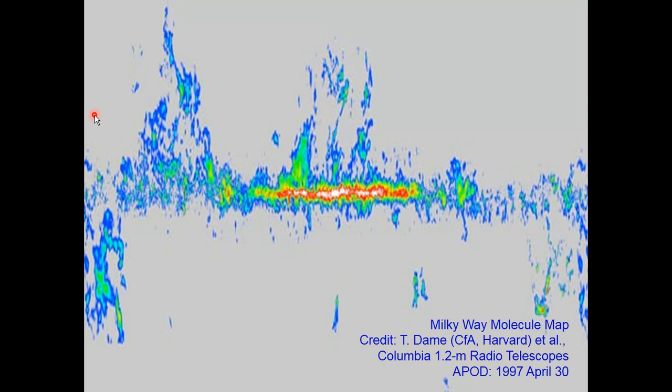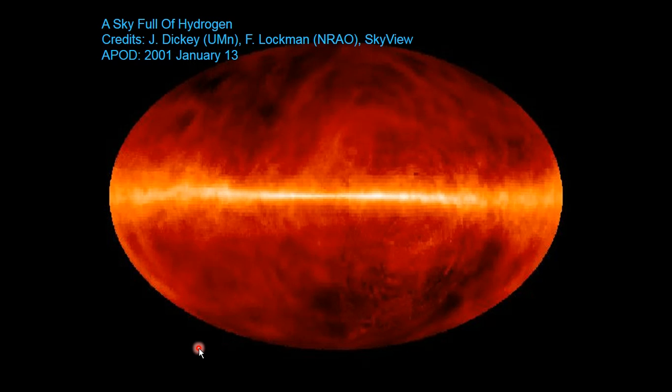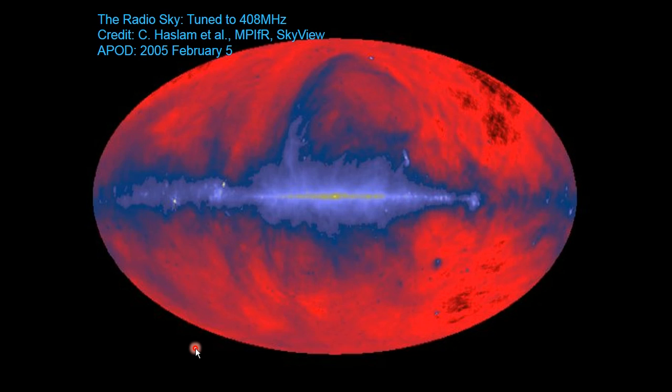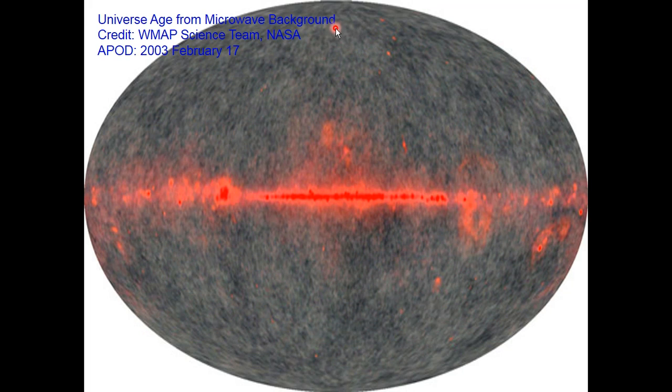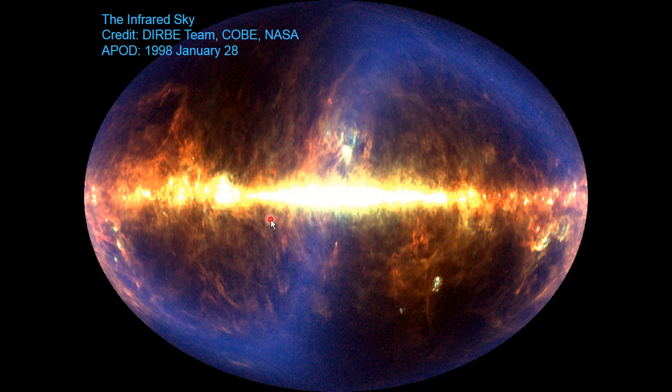Here's the view in radio waves. There's lots of stuff coming from the center of the same image. Here it is looking at hydrogen, so this is microwaves. Here it is, also in radio waves. This is even lower radio waves, getting close to your FM radio. Then the microwave background and the radiation coming from the galaxy here.